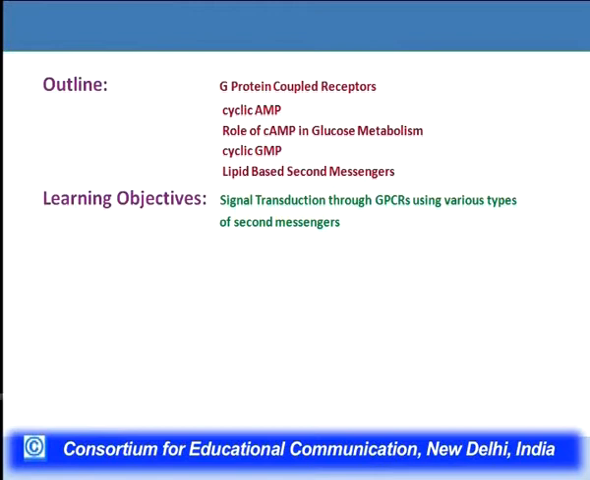So in this particular topic today I'll be talking about G protein coupled receptors, the second messengers associated with G protein coupled receptors like cyclic AMP, cyclic GMP and lipid based second messenger. So the learning objective for this particular lecture would be to know about how exactly messages are transferred through G protein coupled receptors and how exactly signal transduction occurs by use of various second messengers.